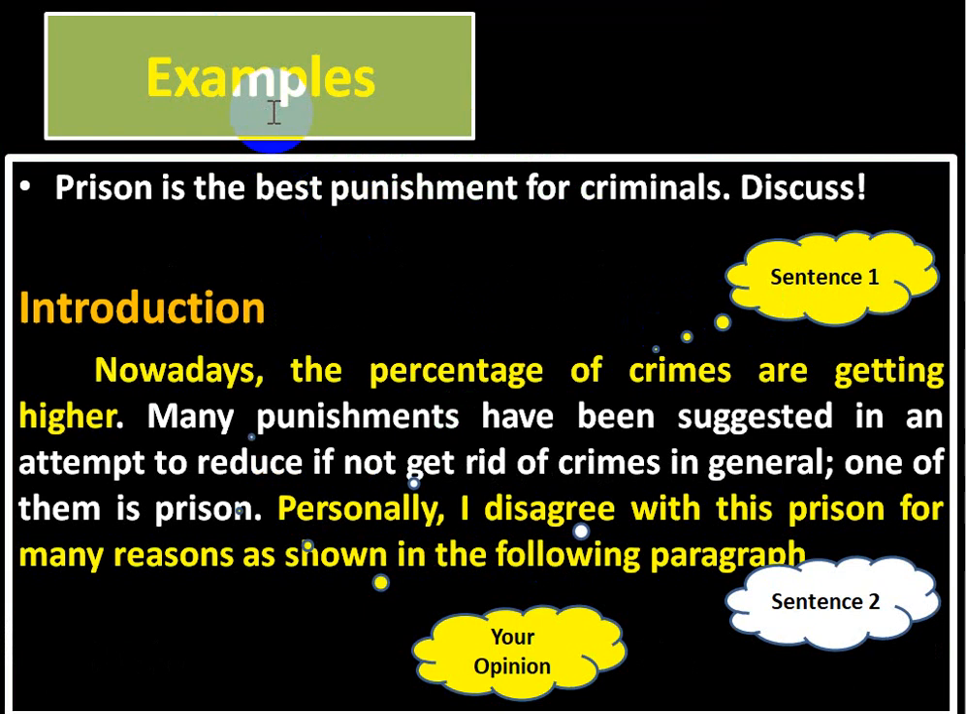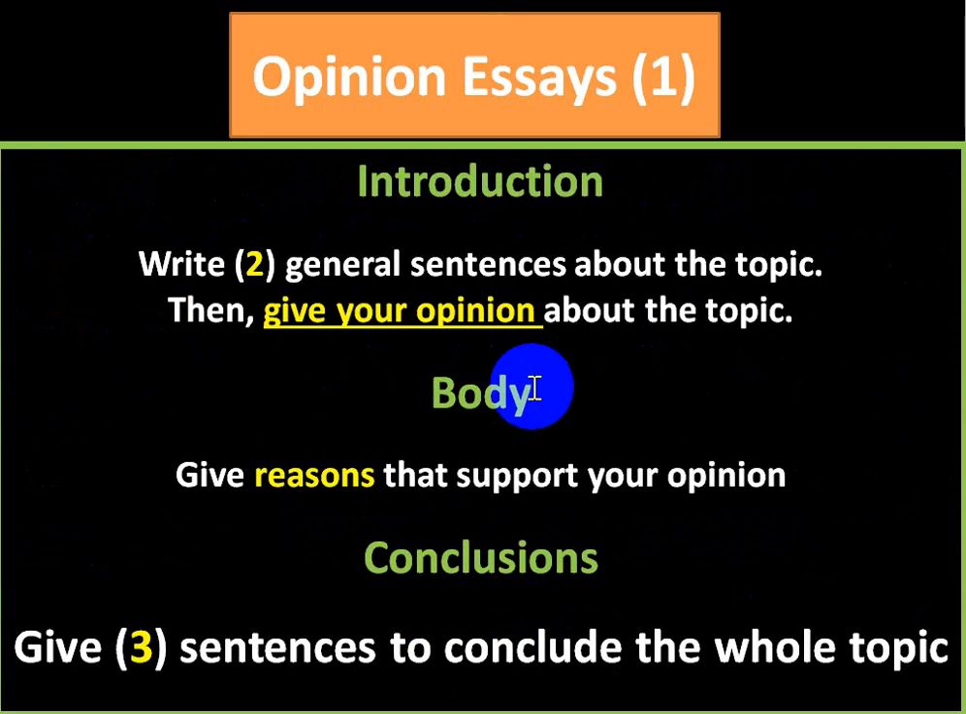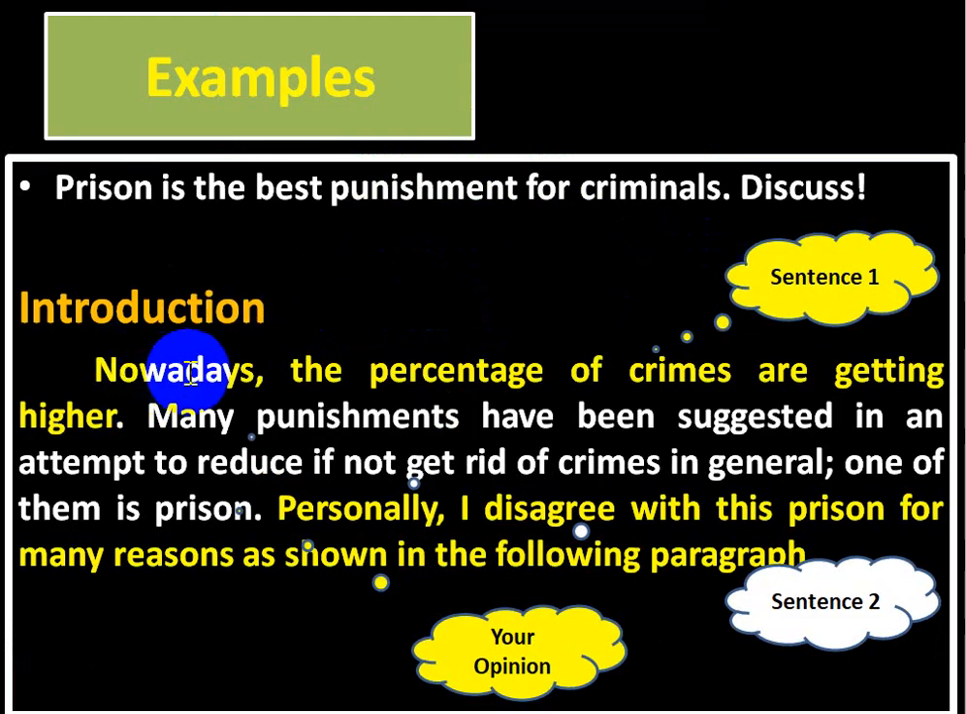Let's have an example. Look at this topic. Prison is the best punishment for criminals. What do you think? Do you agree or disagree? Discuss. We said that in the introduction we have to write two general statements about the topic and then give our opinion. So here, look at the introduction. Nowadays, the percentage of crimes is getting higher. Many punishments have been suggested in an attempt to reduce, if not get rid of, crimes in general. One of these punishments is prison.